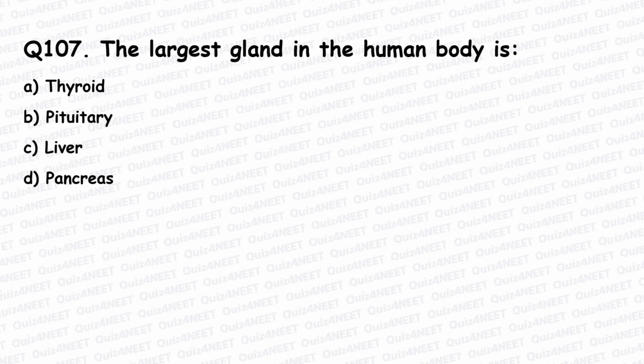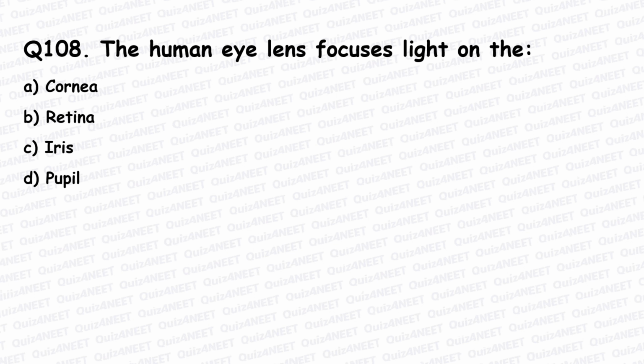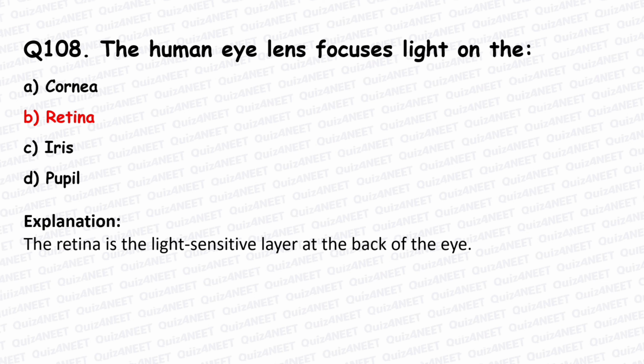Q107. The largest gland in the human body is A. Thyroid, B. Pituitary, C. Liver, D. Pancreas. Answer liver. Explanation. The liver is the largest gland in the human body. Q108. The human eye lens focuses light on the A. Cornea, B. Retina, C. Iris, D. Pupil. Answer retina. The retina is the light-sensitive layer at the back of the eye.